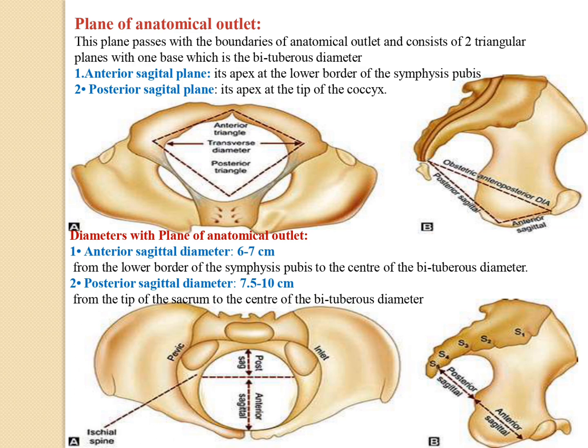Now we measure diameters within plane of anatomical outlet. Anterior sagittal diameter is 6 to 7 cm and we measure this diameter from lower border of pubic symphysis to the center of bituberous diameter as shown in the figure. And posterior sagittal diameter is 7.5 to 10 cm and we measure this diameter from the tip of sacrum to the center of bituberous diameter as shown in the figure. Next we will discuss pelvic axis.